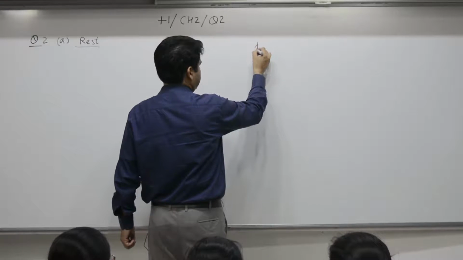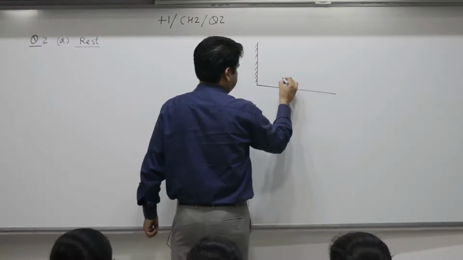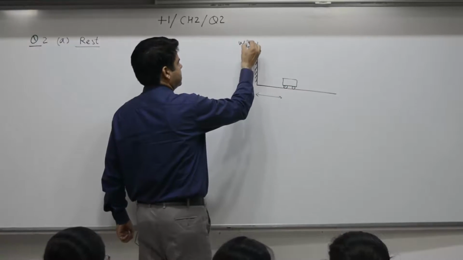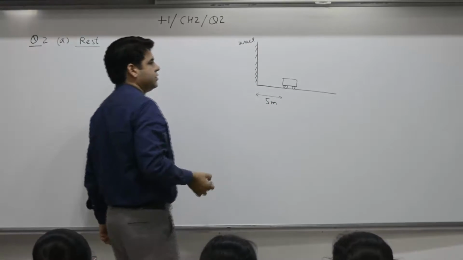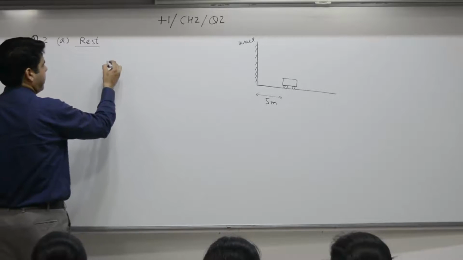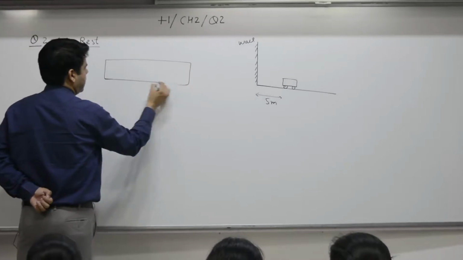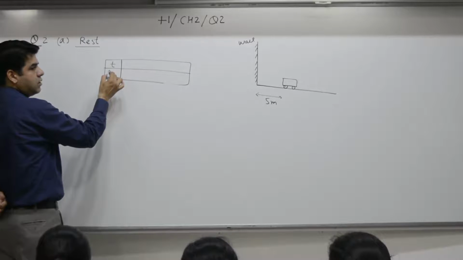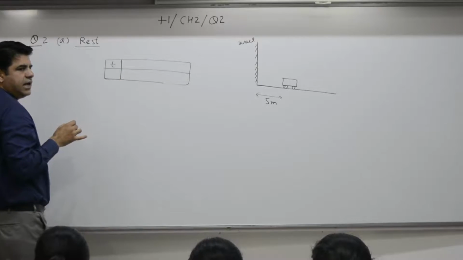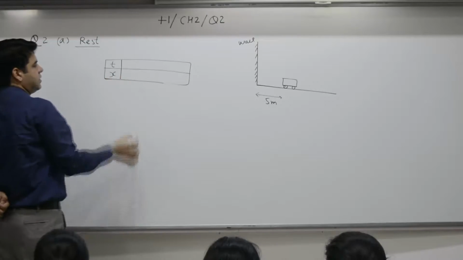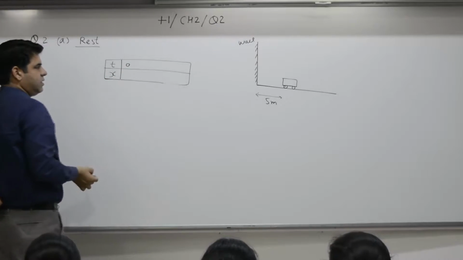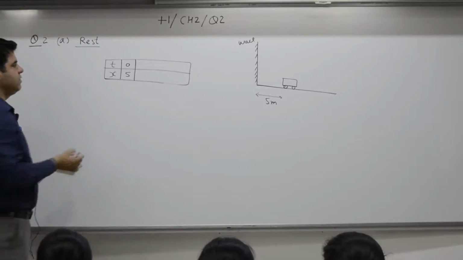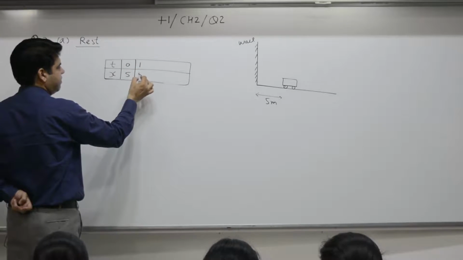Example is, there is a wall and a bus. At what distance? Yes, 5 meters. So we make the basic observation in the form of a table, time and distance. Distance is written as x or s? X. T is 0, where the bus is 5 meters. After 1 second, it is at 5 meters.